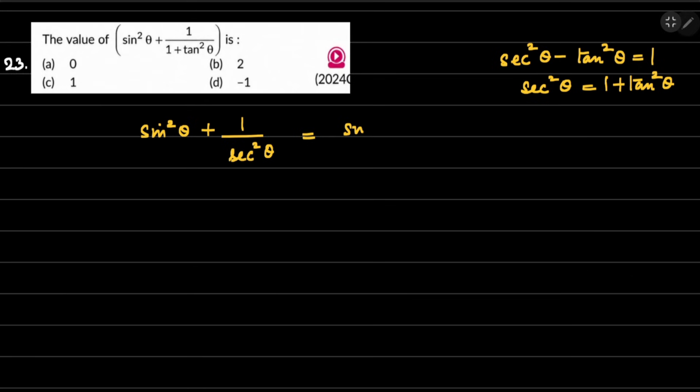And what is sine square theta plus 1 by secant square? It is nothing but sine square theta plus cos square theta, right? And what is sine square plus cos square? It is equal to 1. So the answer is option number C, 1.